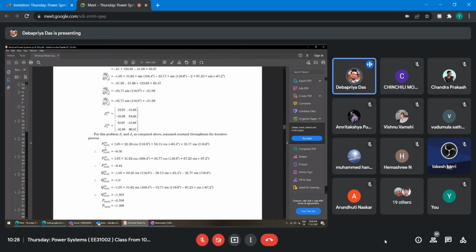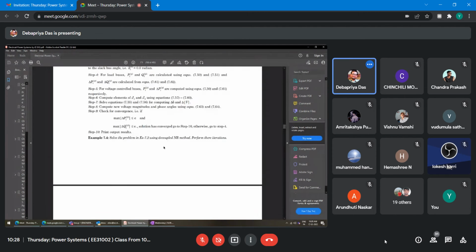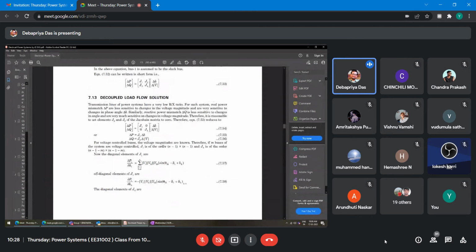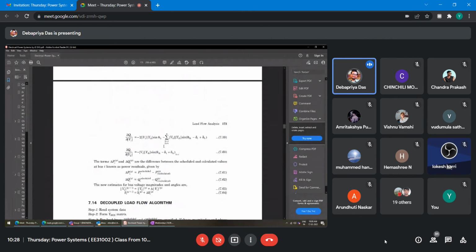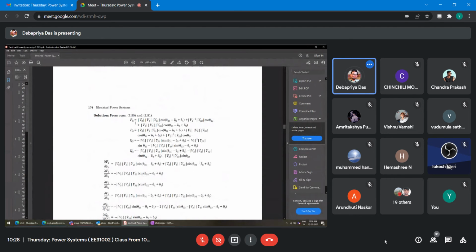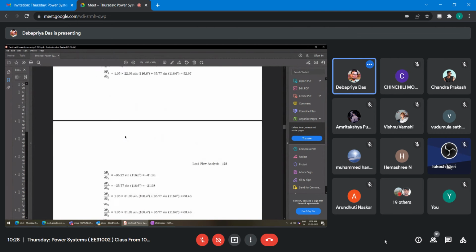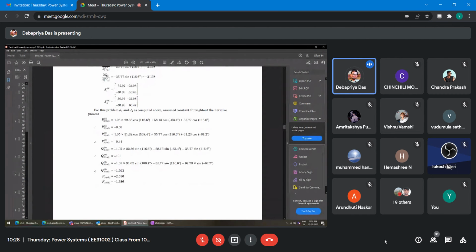Therefore, using the initial values, you calculate P2. Whatever these equations are there, P2, P3, Q2, Q3, all these you have to calculate using the initial values. This is the starting value. Using all these things, calculate P2, P3, Q2, Q3.